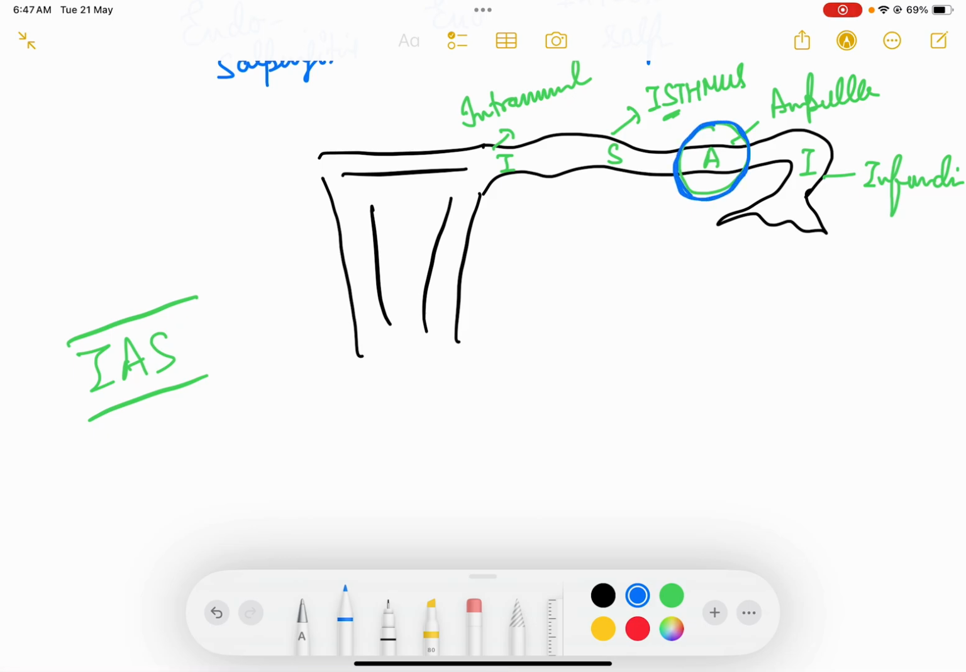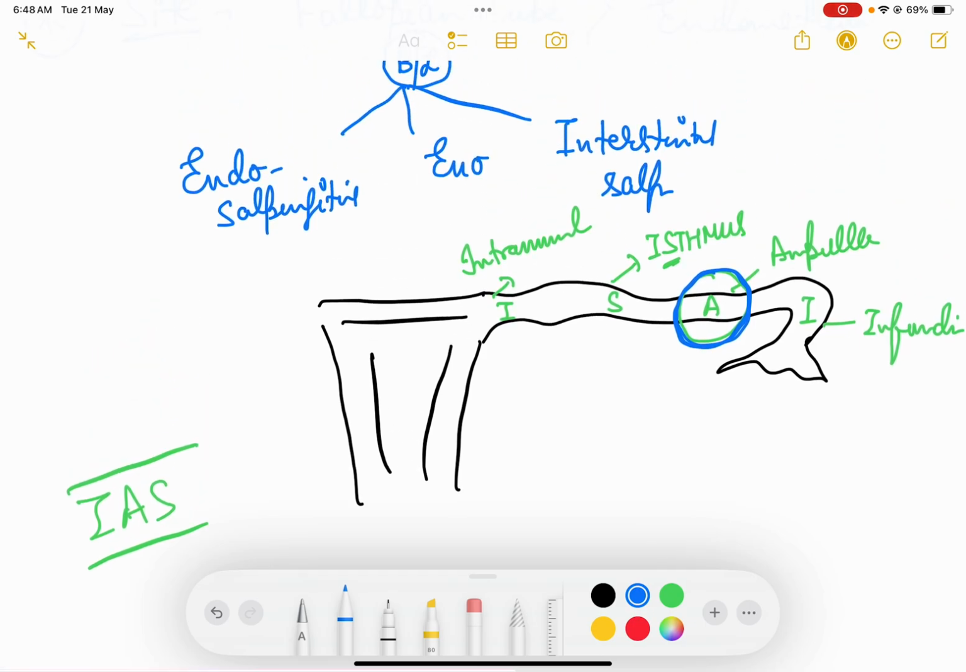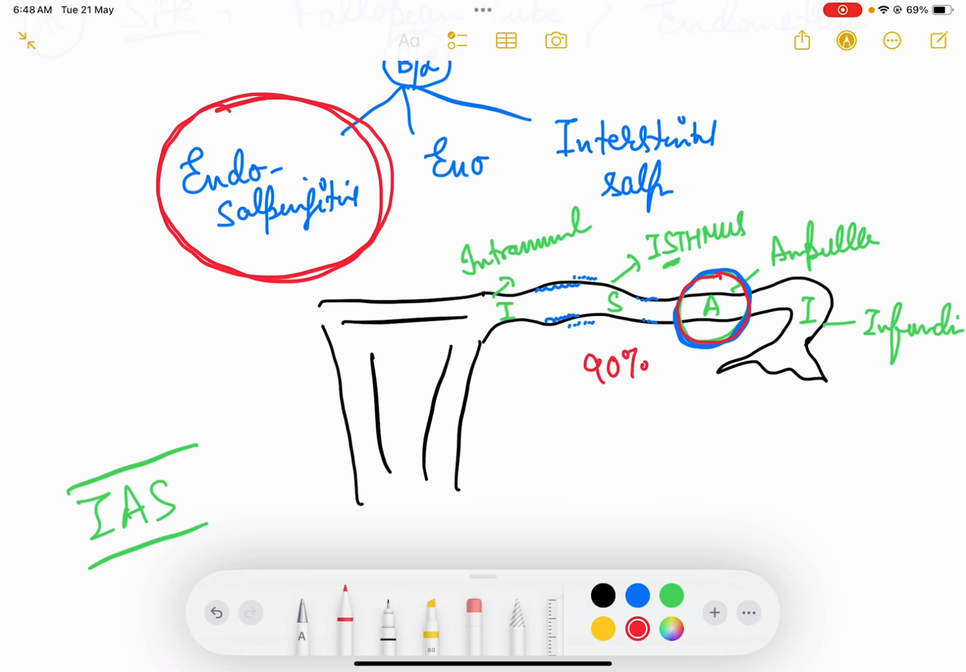So the most common site of tuberculosis is the ampulla, where fertilization occurs. Endosalpingitis is when the infection starts from the inner part of the tube. Exosalpingitis is when the infection affects the outer part of the tube first, and interstitial salpingitis is when it affects the middle part, in between the tubal layers. So the most common is endosalpingitis, the ampulla is mostly involved, and 90% of genital tuberculosis occurs in the fallopian tubes followed by endometrium.